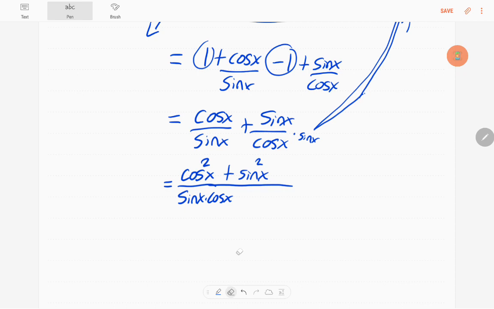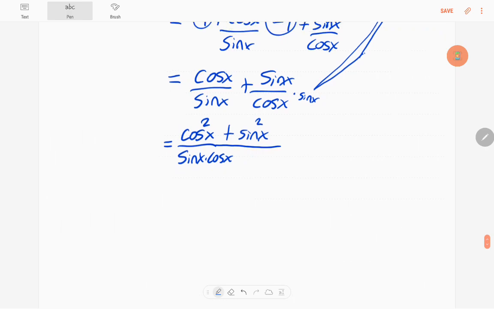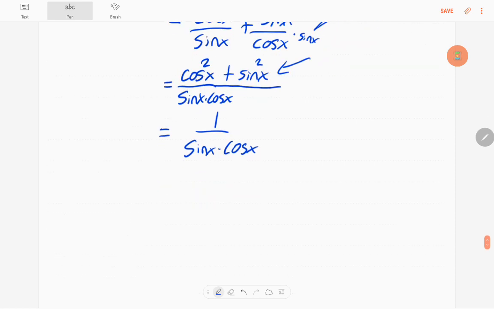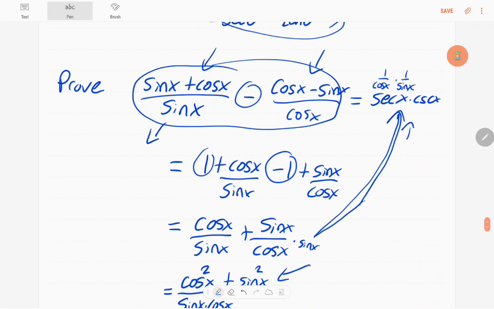So notice I have this next statement, cosine of x squared plus sine of x squared. You should recognize that this is your trig identity. We know sine of x squared plus cosine of x squared is really 1. So my next statement is 1 over sine of x times cosine of x, which is the same thing as saying 1 over cosecant of x times 1 over secant of x.